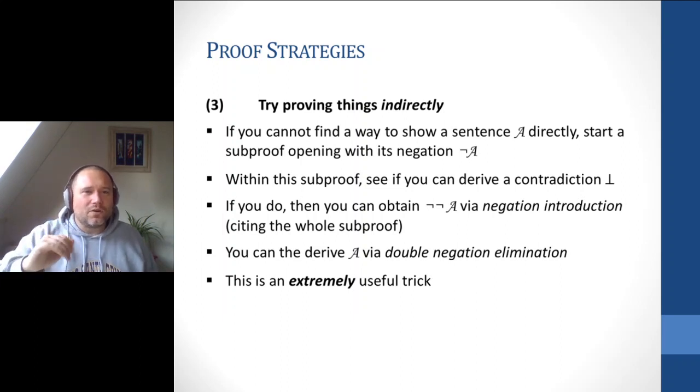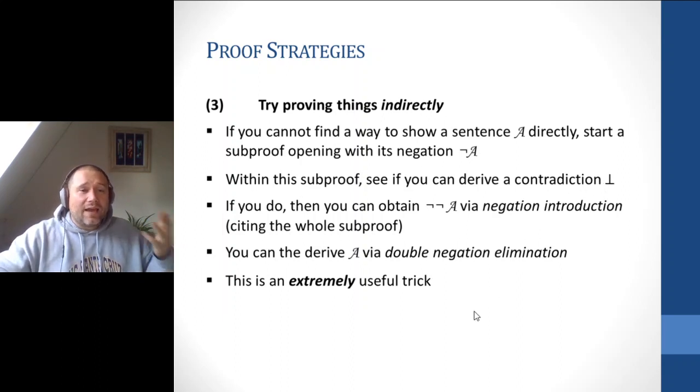And in so doing, what have you shown? You've shown that A has to be true, because if its negation were true, you'd get a contradiction. So this is why it's proving A indirectly. You've proved that not A cannot be true. And if not A cannot be true, then A must be true.